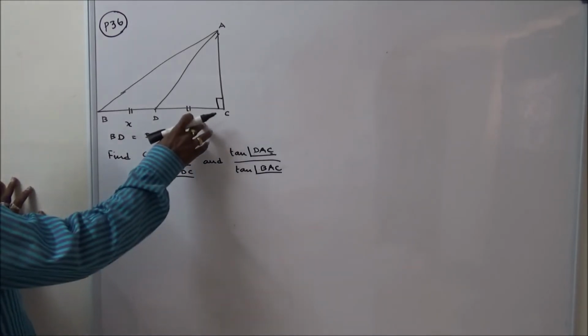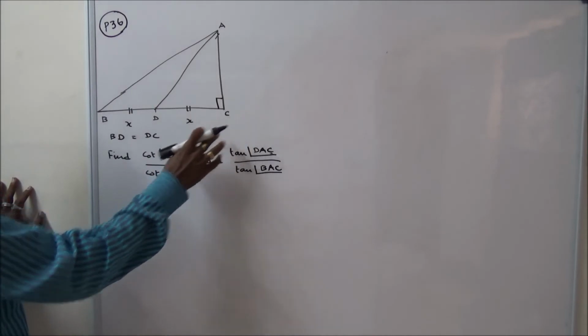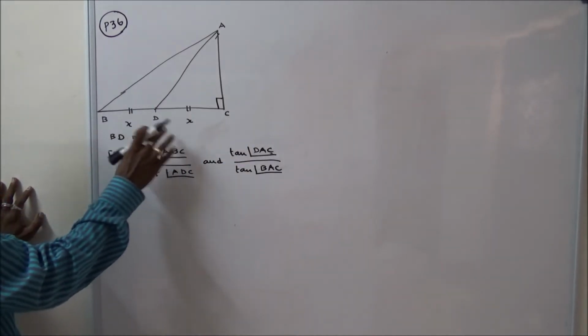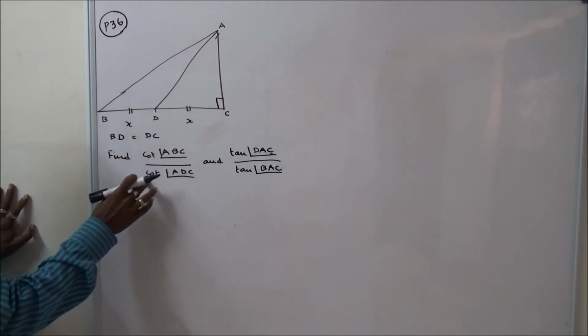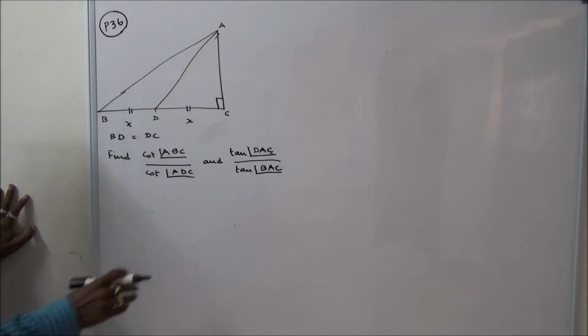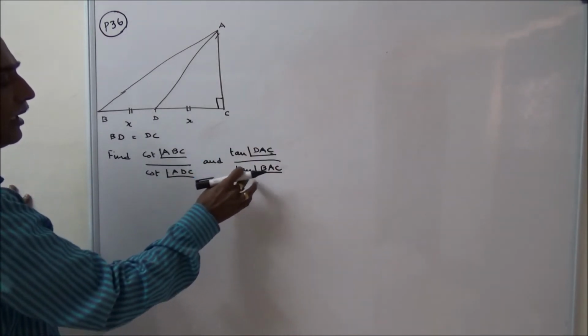Second problem, this is the given figure. A, B, D, C. BD is equal to DC. Find cot angle ABC divided by cot angle ADC. Second question is tan angle DAC divided by tan angle BAC.